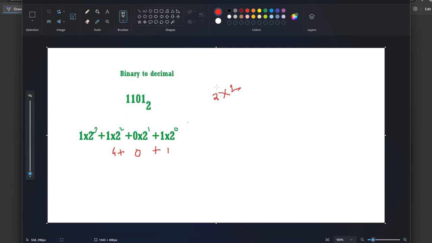Then 2 to the power 3 means 2 into 2 into 2. So 2 to the power 3 means 8, right? So the value will be 8 plus 4 equal to 12. 12 plus 1 equal to 13. So this is the decimal equivalent of this number. Okay? This is the decimal equivalent of this number.